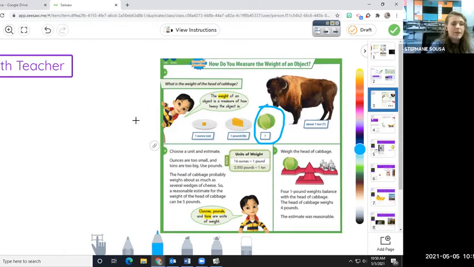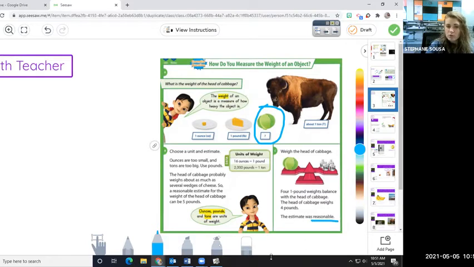Interesting, huh? All right, so choose an ounce. Ounces are too small to weigh cabbage, and tons are way too big. So we're going to use pounds. The head of cabbage probably weighs as much as several wedges of cheese, so a reasonable estimate for the weight of the cabbage can be about 5 pounds. 4 one-pound weights balance the head of cabbage. The head of cabbage weighs 4 pounds. So our estimate was reasonable.